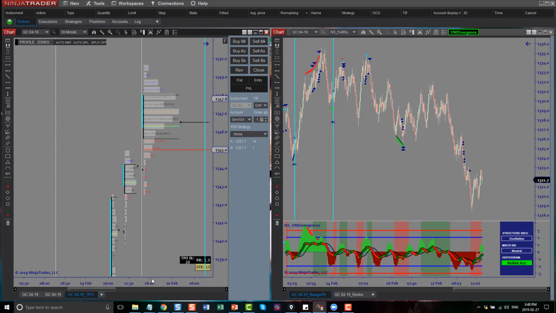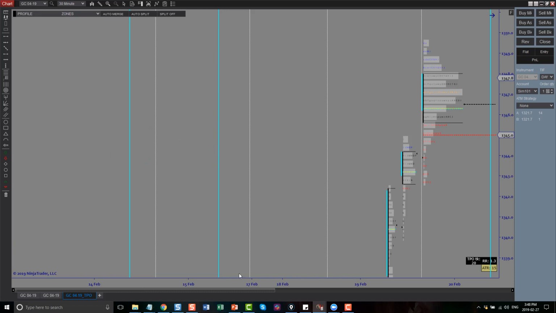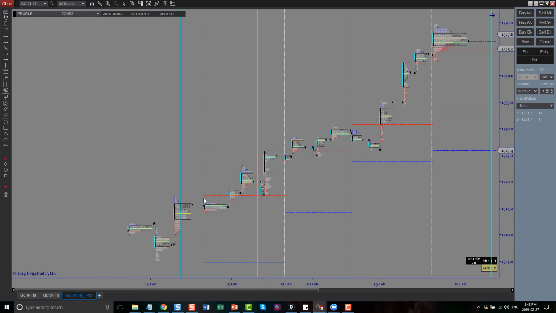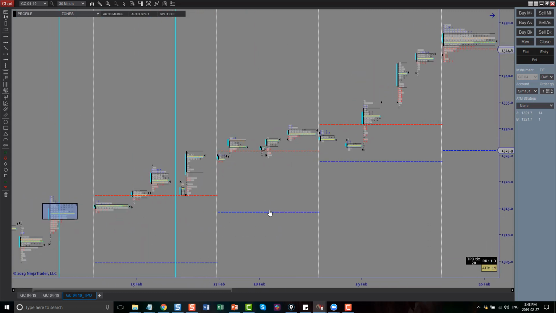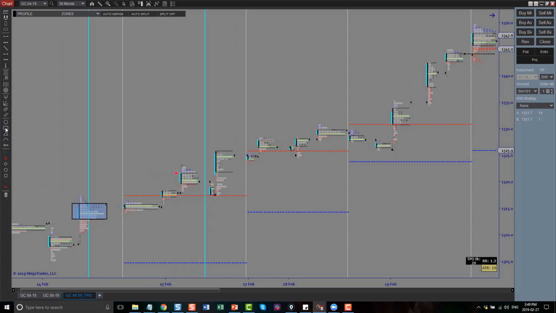And I'm going to maximize this out. So take a look here. I'm going to basically draw a box on that profile value area. Okay. And I'm going to draw a box on this profile value area. I'm just going to draw boxes here so we can take a look to see if the setups are above or below those boxes. That's really what we're doing here.